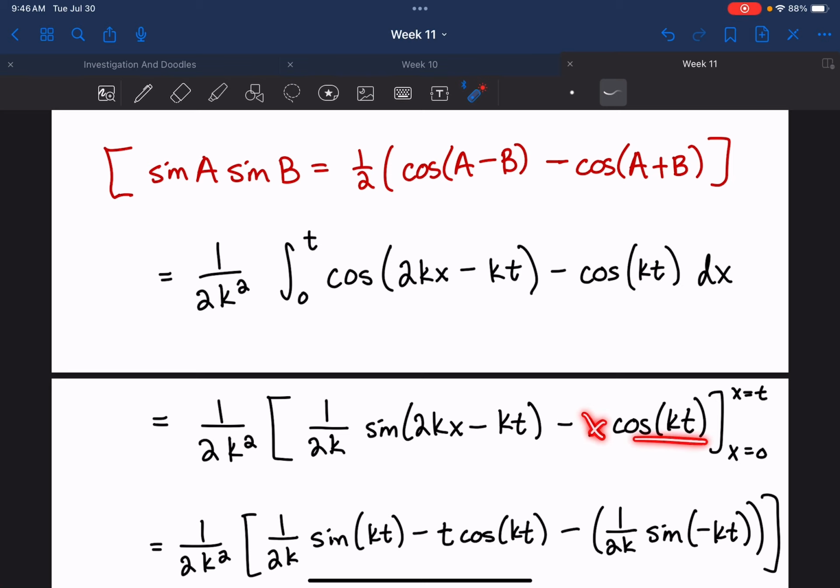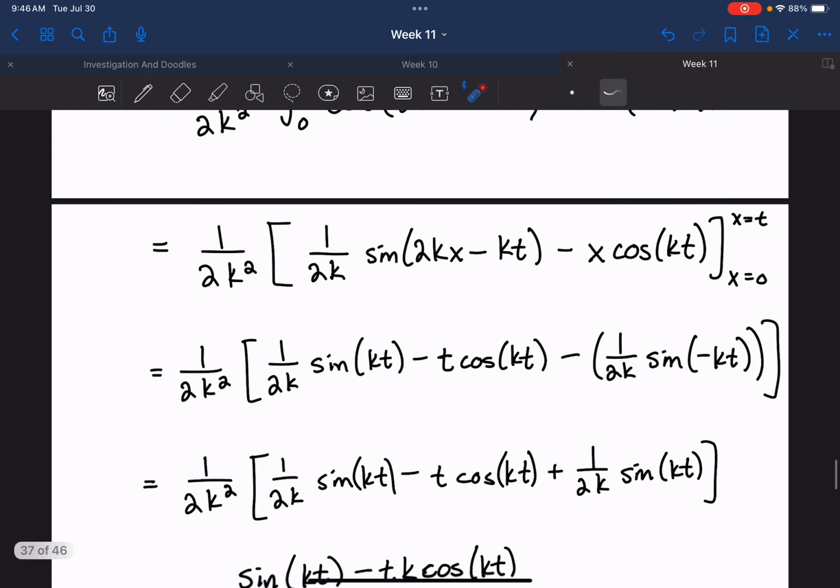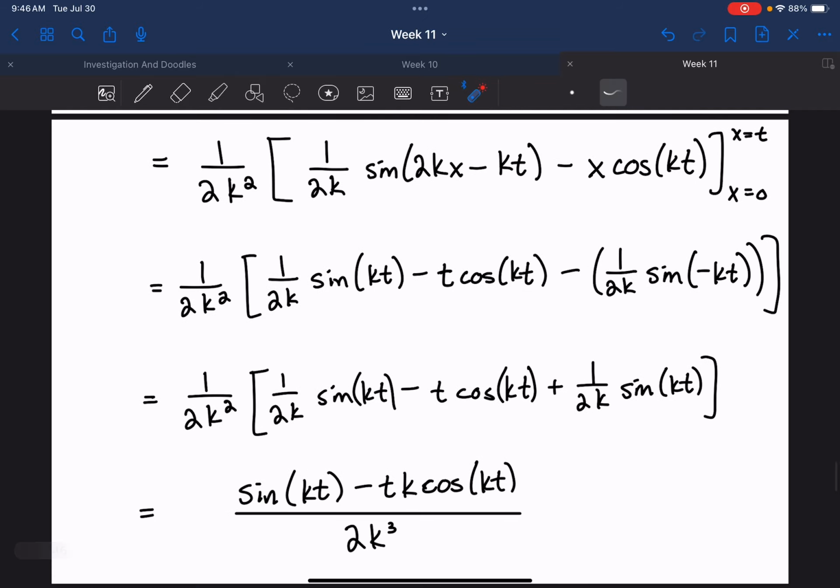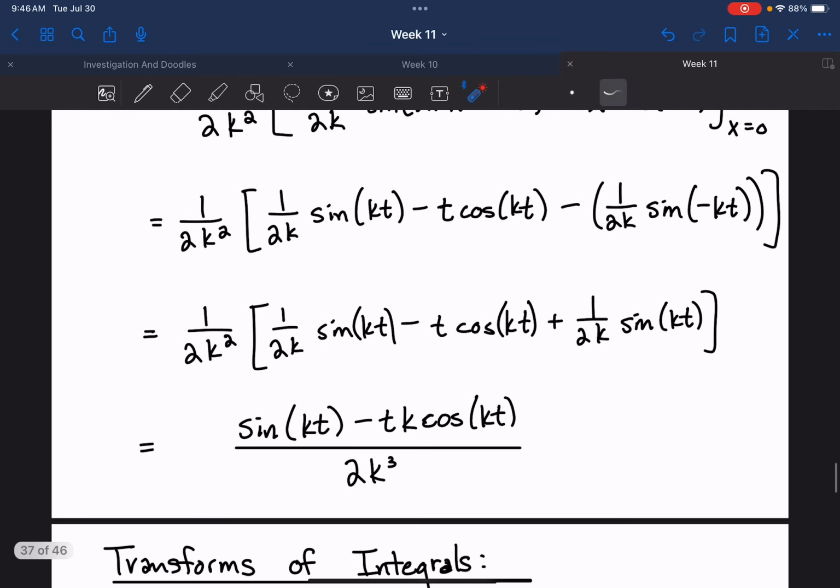Then we evaluate at x equals t and x equals 0, plug it in, and simplify it down, and we get to this. So this is the inverse Laplace transform of 1 over s squared plus k squared, squared. Not what we would expect.